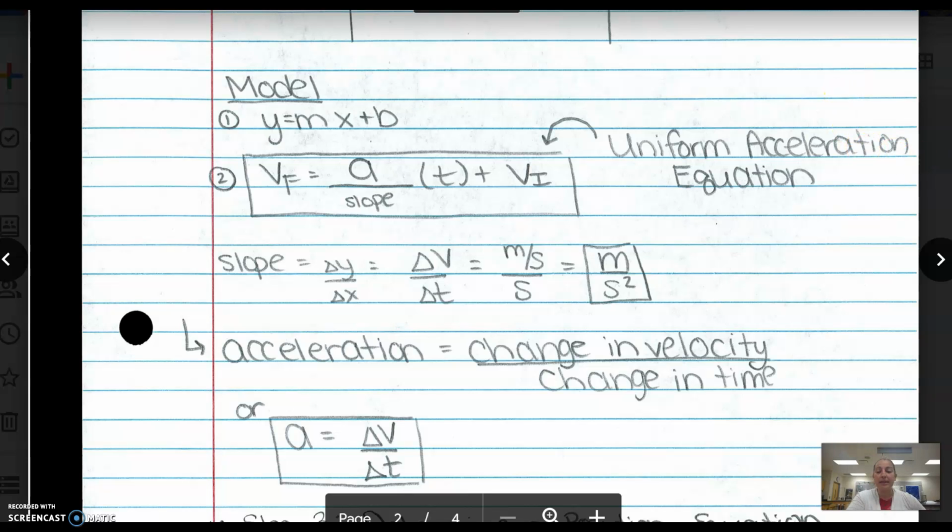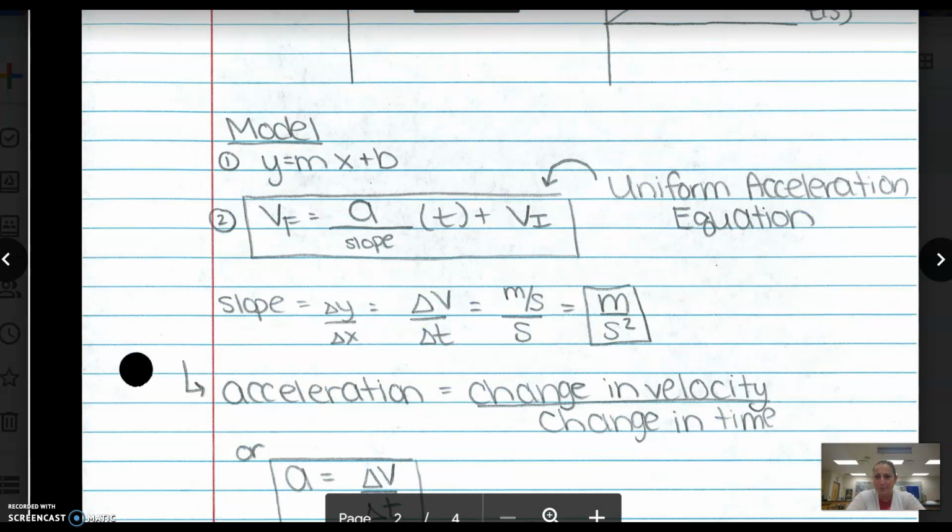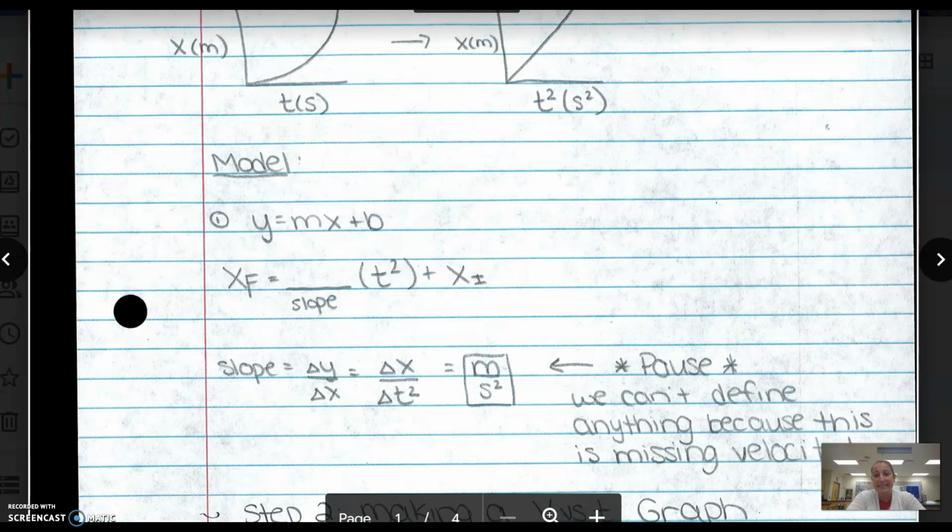But now the question becomes, well, I still don't have a position equation because x is equal to at squared plus the xi.